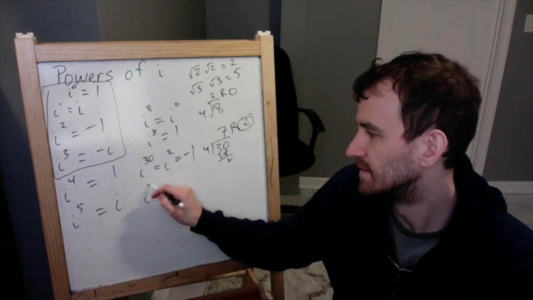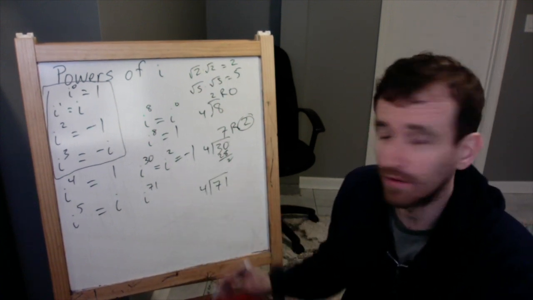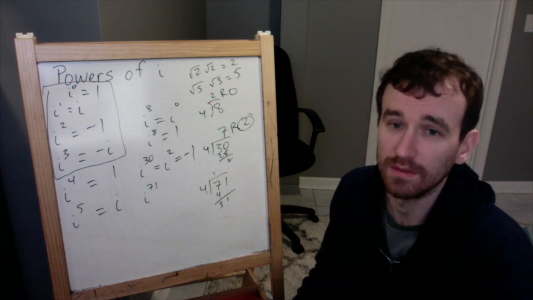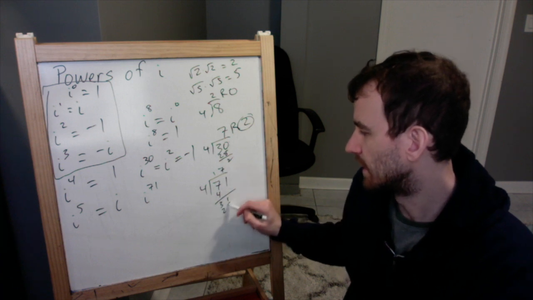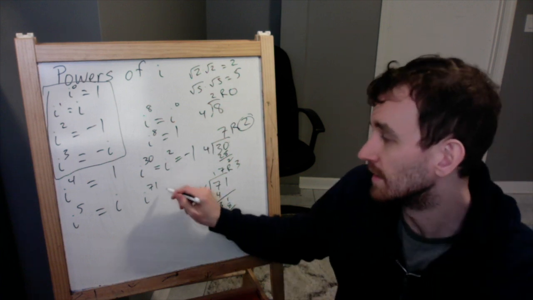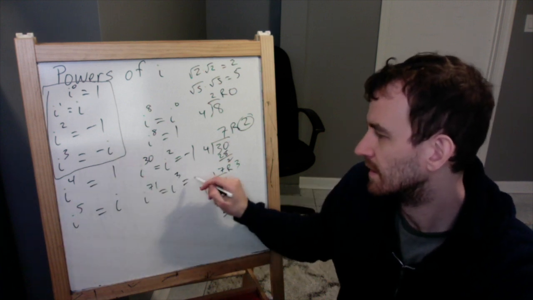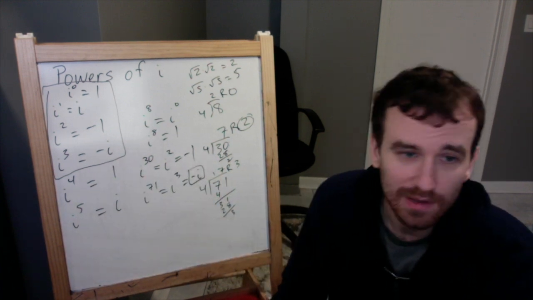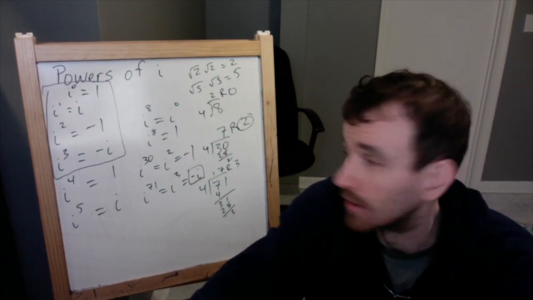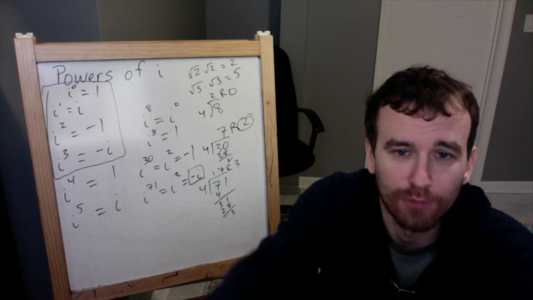i to the 71st. We can figure out 71 divided by 4 is 1. Subtract, we get 3, drop down the 1, 4 goes into 31 7 times, that's 28. 3, so there's 17 with a remainder of 3. The remainder is 3, so i to the 71st is the same thing as i to the 3rd, which is just negative i. So we can figure out those larger powers of i just by looking at what the remainder is and equating that to one of these first 4 values, because the powers of i cycle every 4 powers.